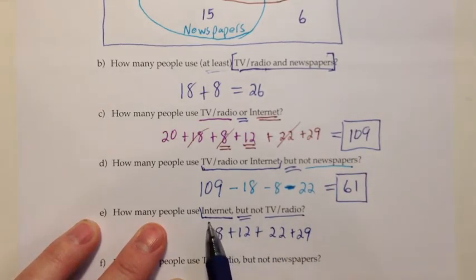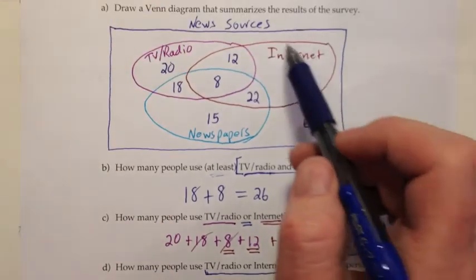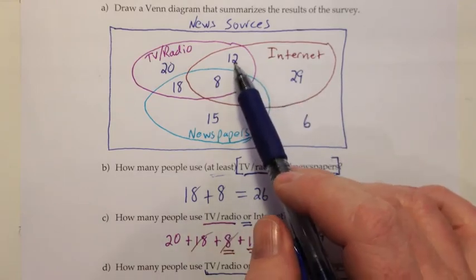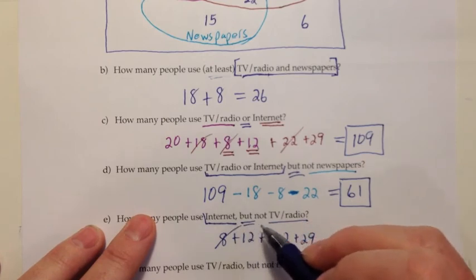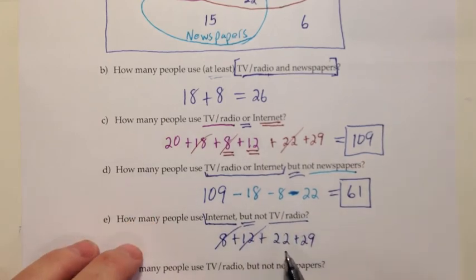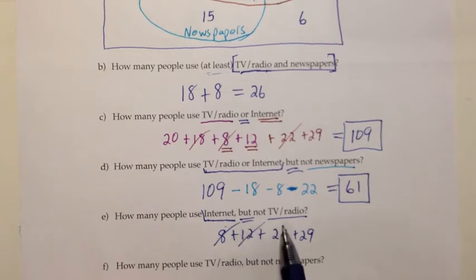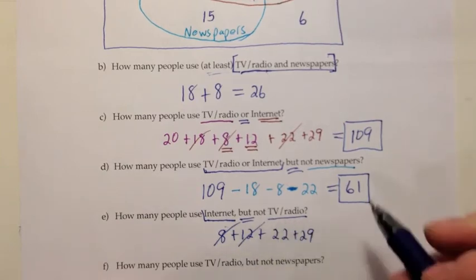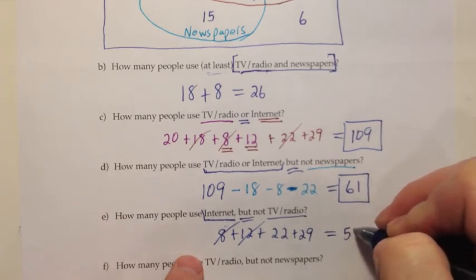But that's just doing internet, and then now let's look at it where they're saying, wait a minute, not the ones with TV radio. Okay, let's back up and look at that. Of the ones I just counted, I guess I should not have counted these two because they were TV radio. So let me go ahead and get rid of those. So at first I looked at everybody that used the internet, and then I got rid of the ones that were TV radio because they said to, and that leaves me with 22 plus 29, which I believe would be 51.